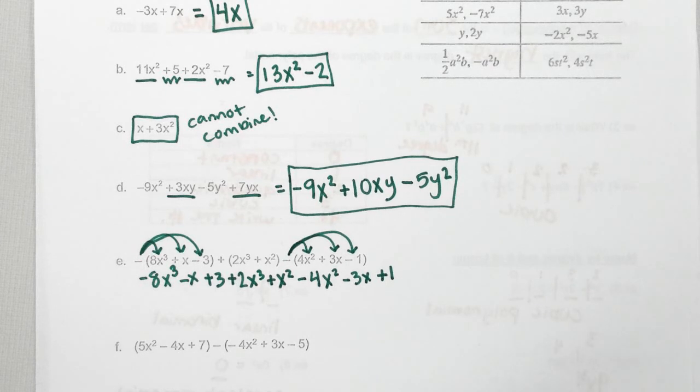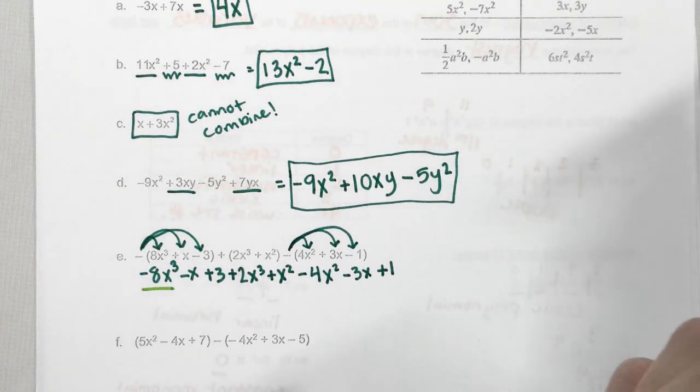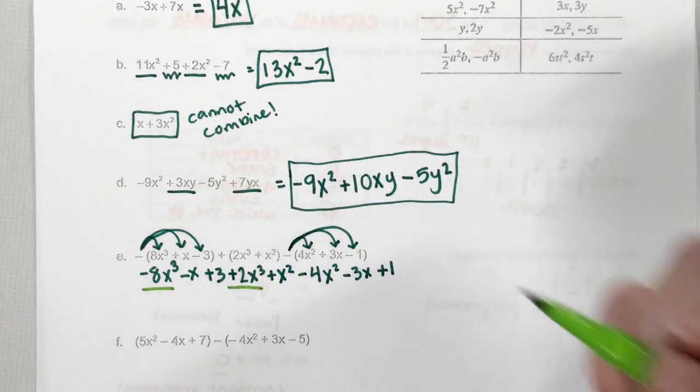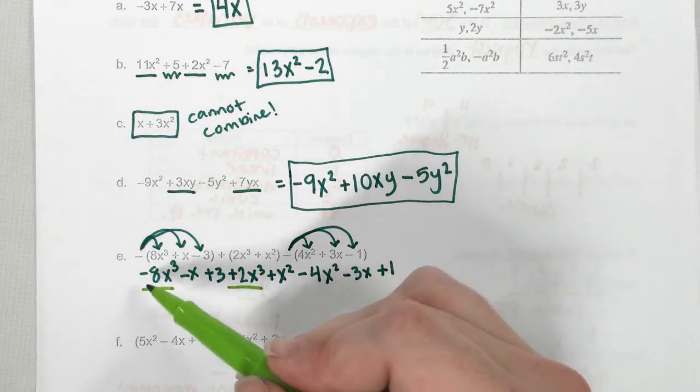Now, what is your highest degree? 3. So let's start with our cubes. So I have this cubed. Is there anything else cubed? Yes, this plus 2x cubed. Anything else? No. So what's negative 8 plus 2?